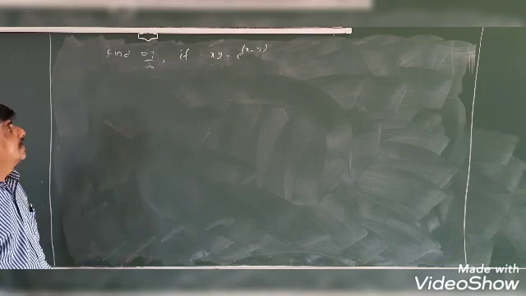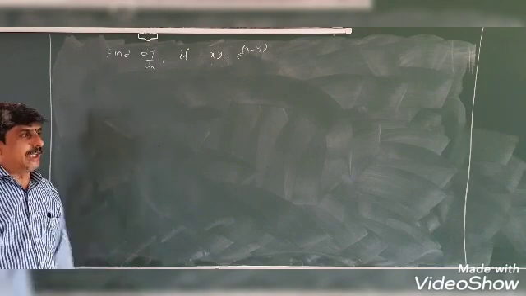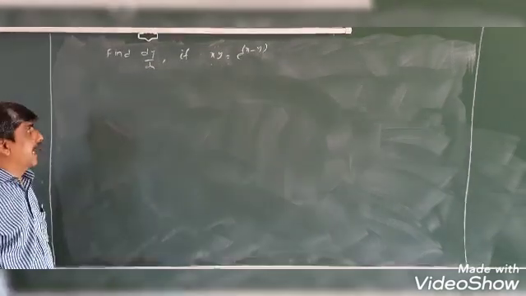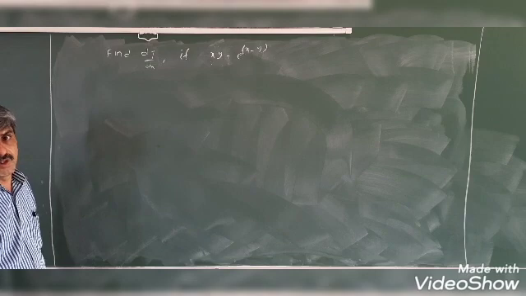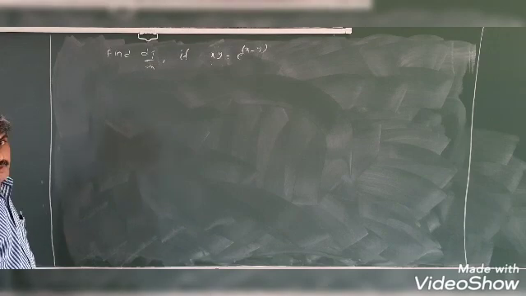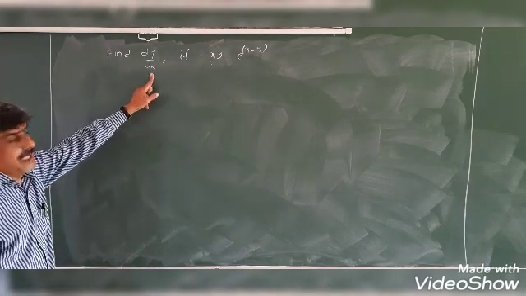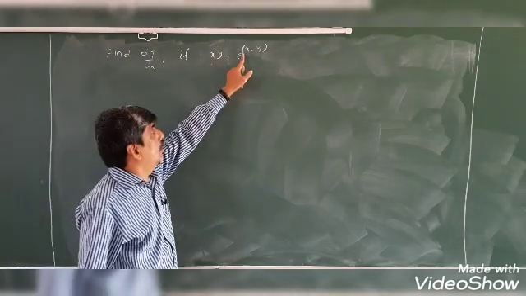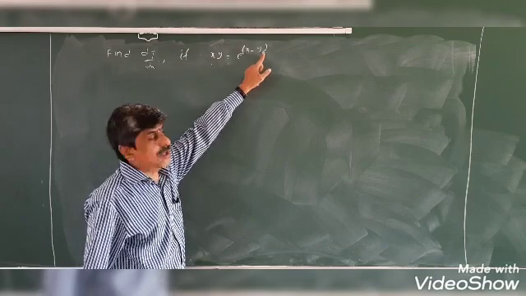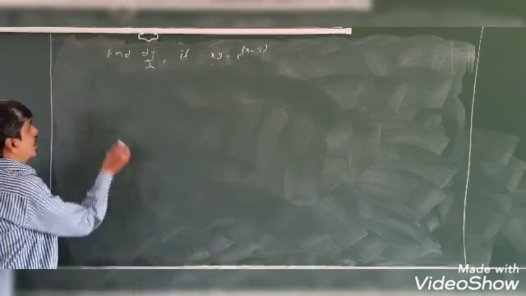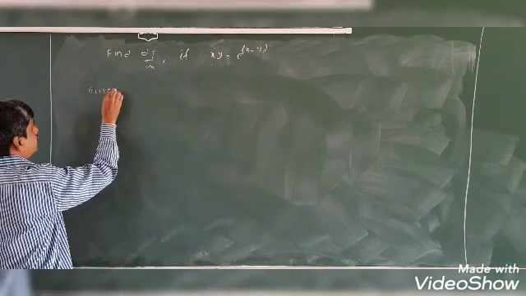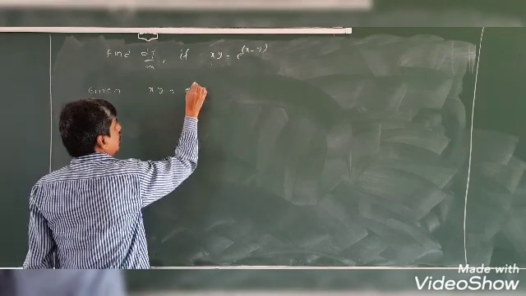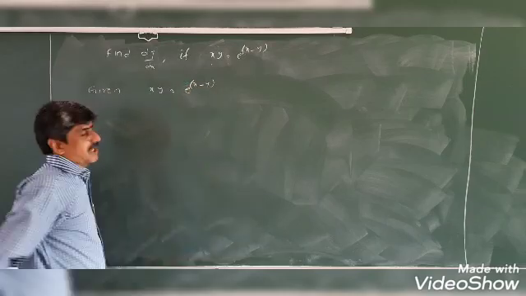Very good morning. So, I am continuing the important problems, 3 marks important problems in differentiation. Today's problem is: find dy by dx if x^y is equal to e^(x - y). So, given x^y is equal to e^(x - y).